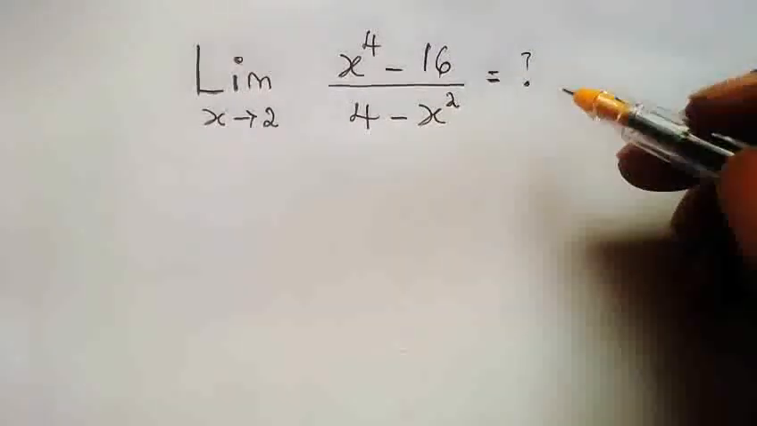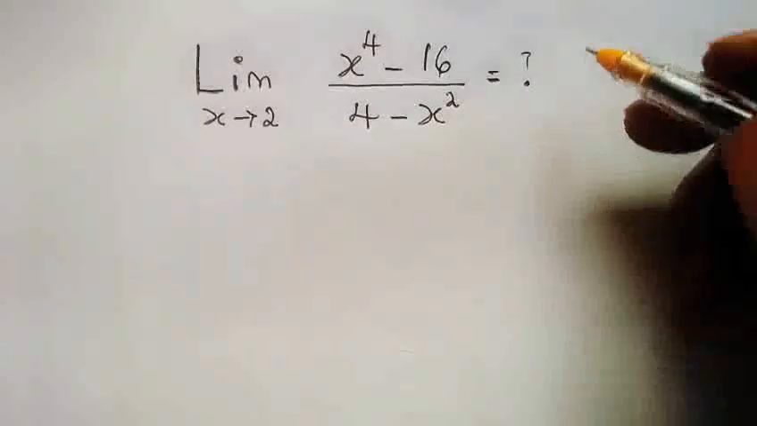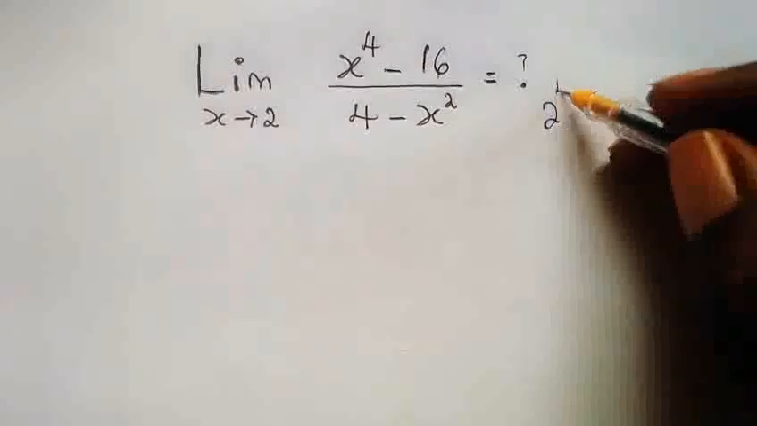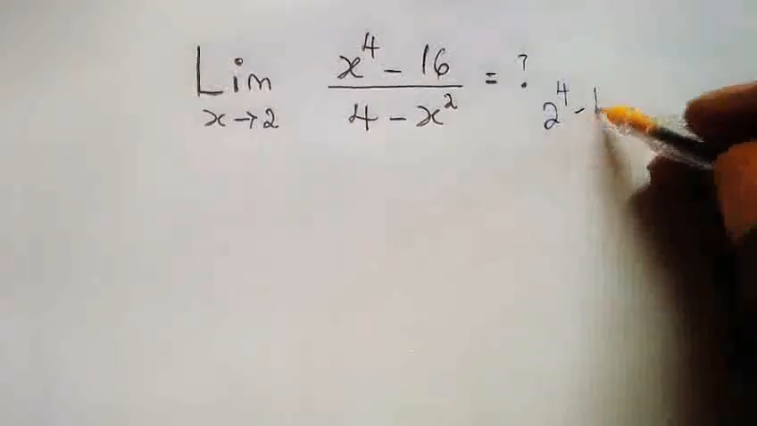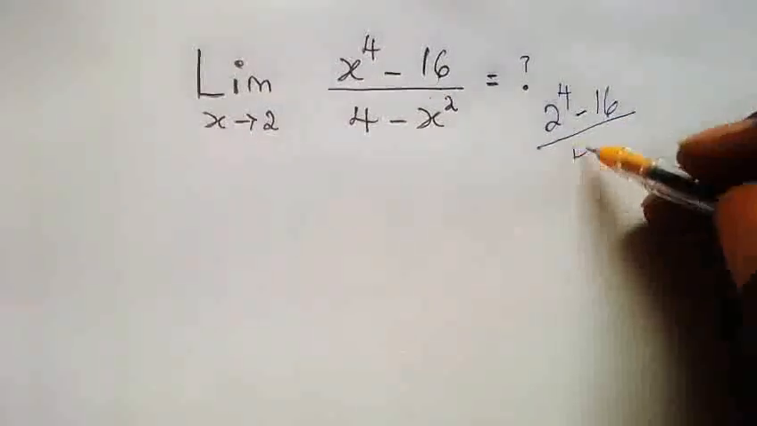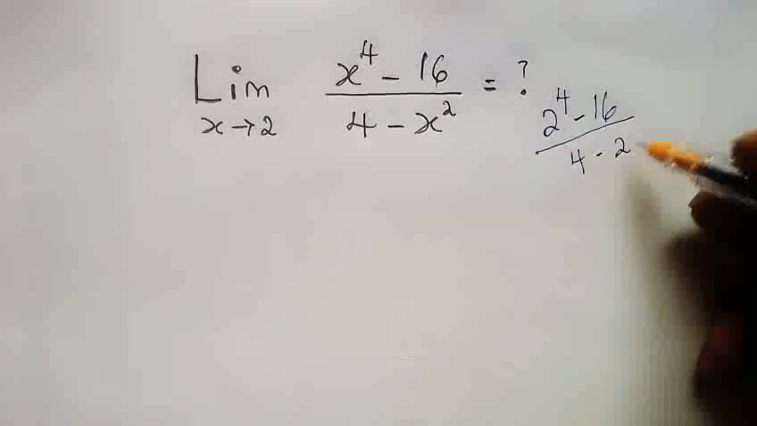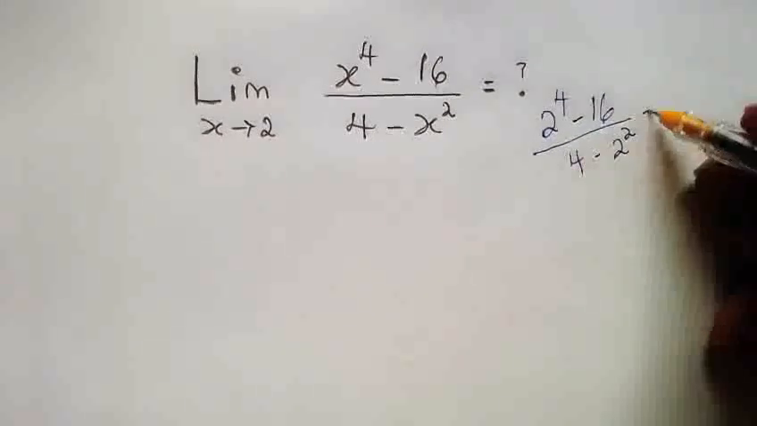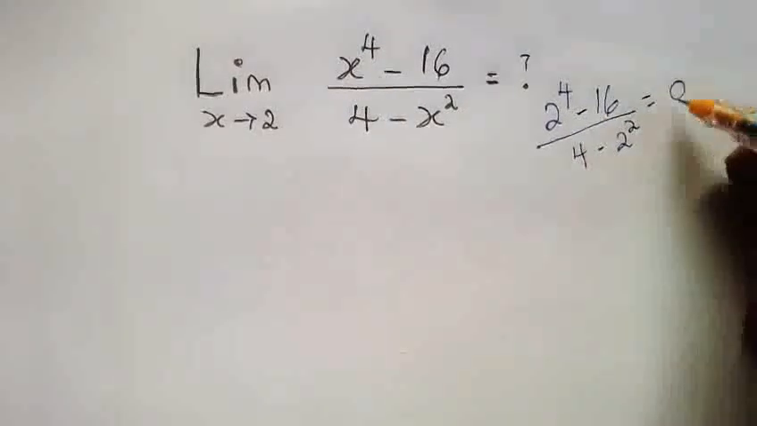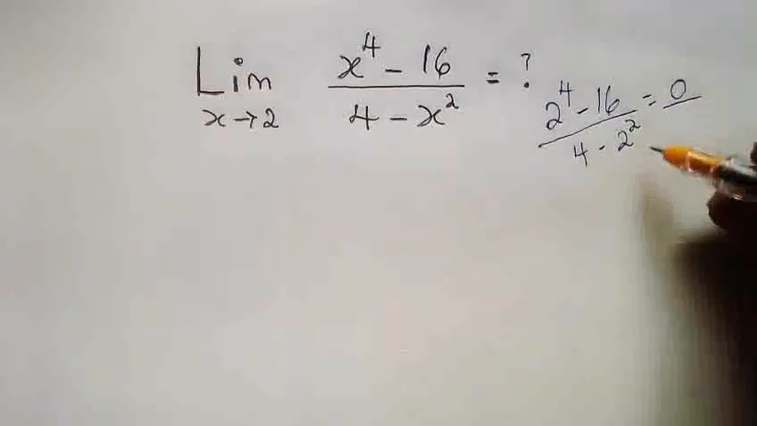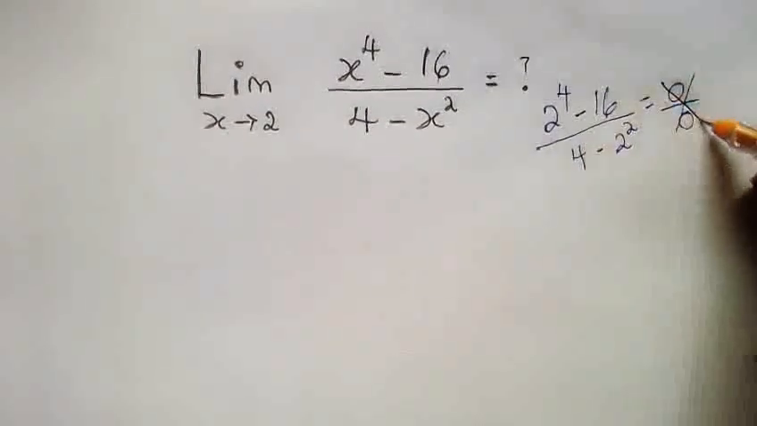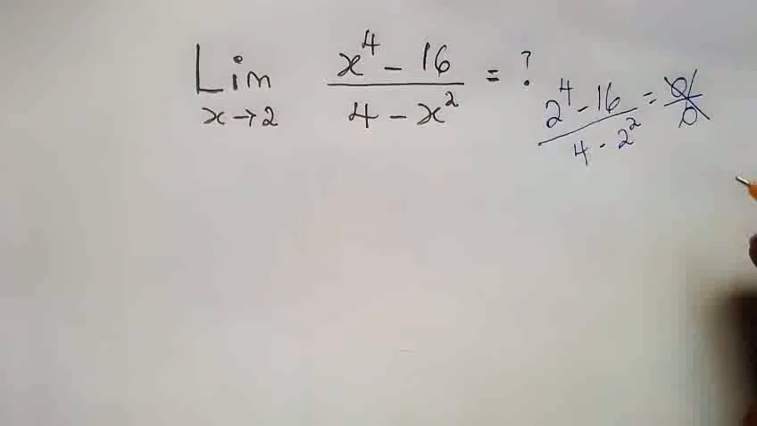Now let us make direct substitution first. Let us see whether we get something meaningful. If we make direct substitution, we have 2 raised to power 4 minus 16 all over 4 minus 2 raised to power 2. 2 raised to power 4 is 16, 16 minus 16 is 0, all over 2 raised to power 2 is 4, 4 minus 4 is 0. This is not allowed in mathematics. This is an indeterminate form.